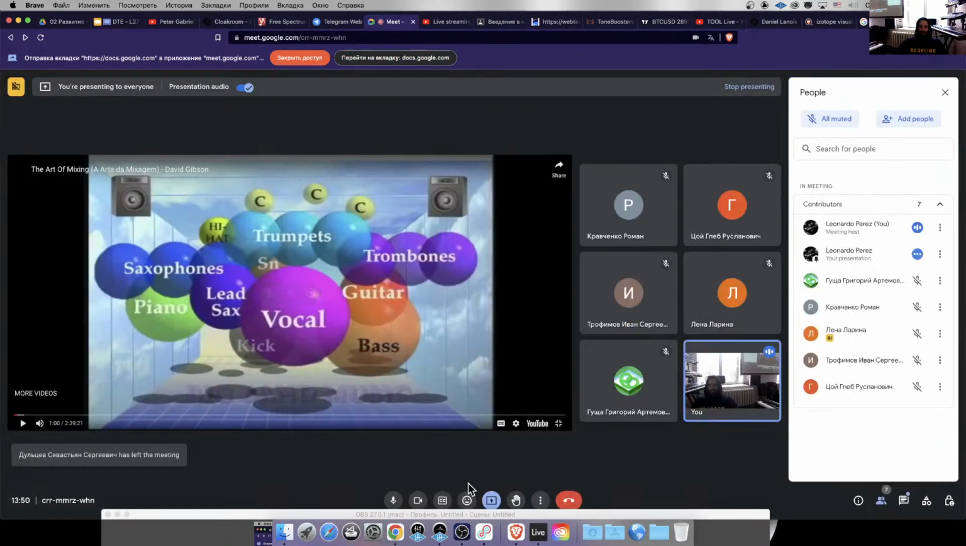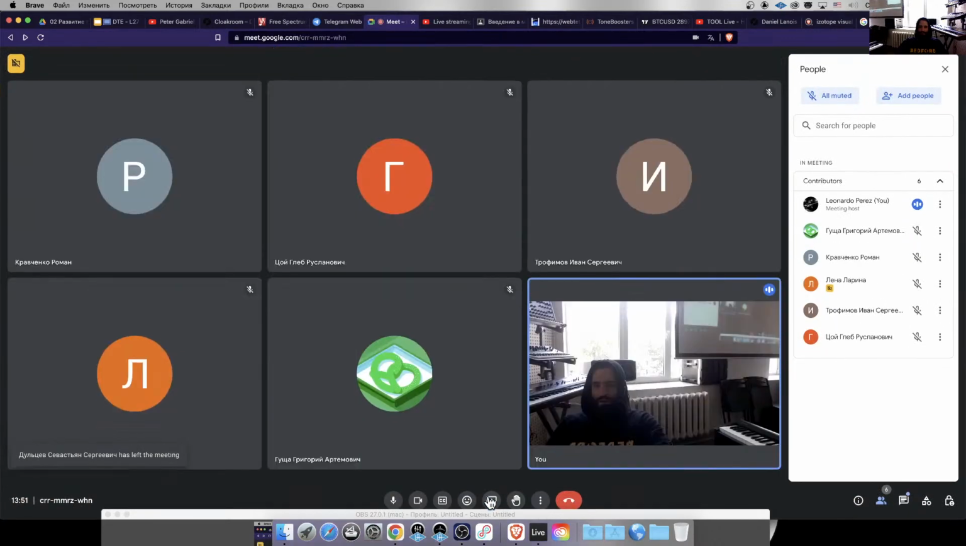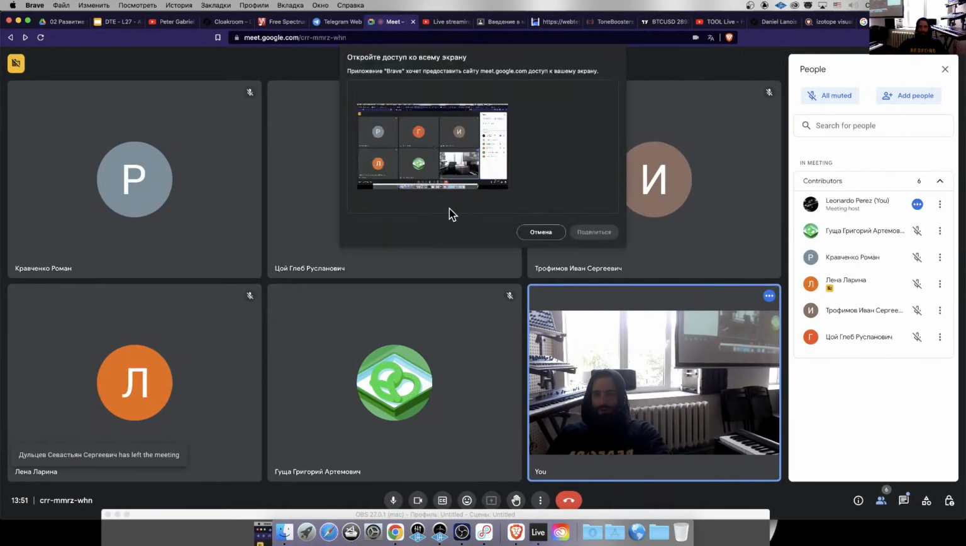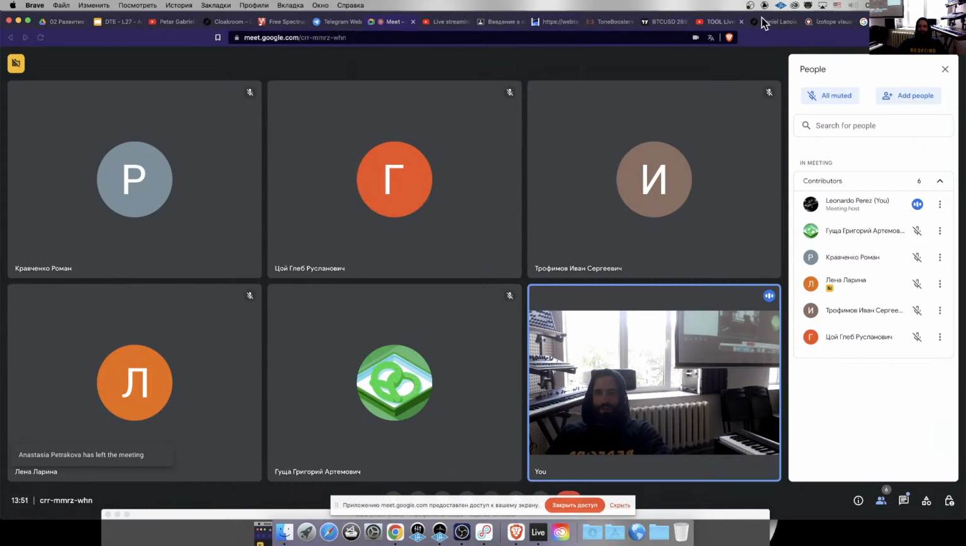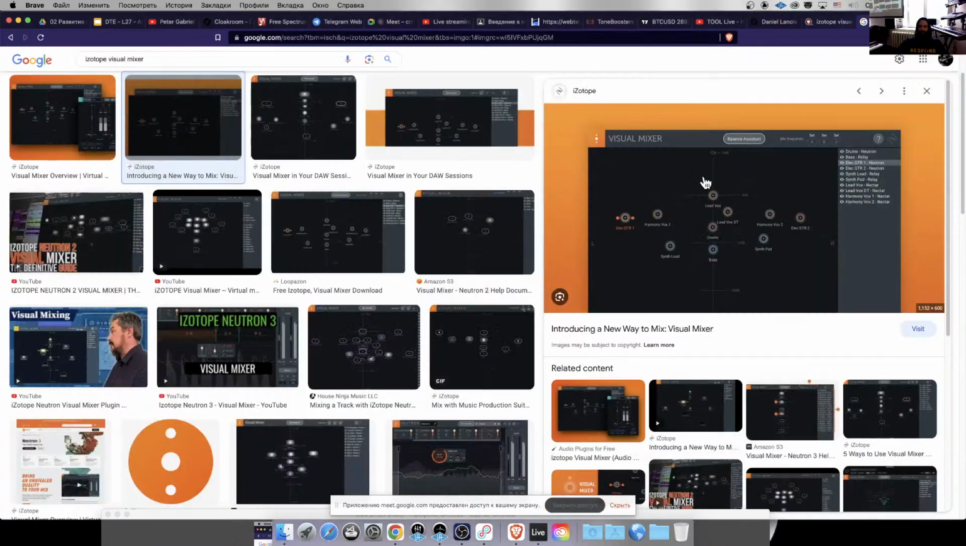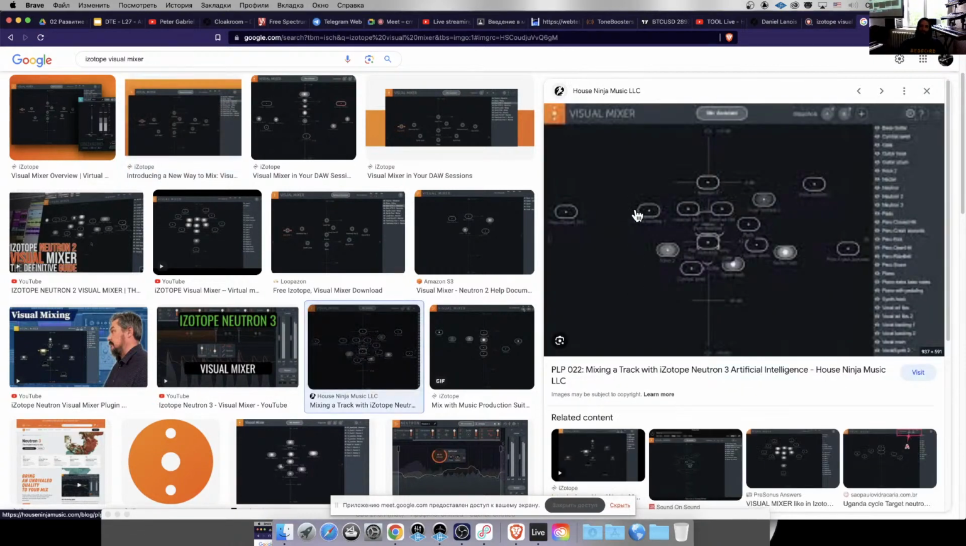The image that I wanted to show about the isotope visual mixer, it looks like this. You see, like you put elements on the mix, and then they are represented three-dimensionally, well, bidimensionally like this, like tick, tick, tick, left, right. It's really cool. And then you can change the widthness. I use this a lot. And when you make automation, it's amazing. Like you see these elements moving around, like it's really cool.